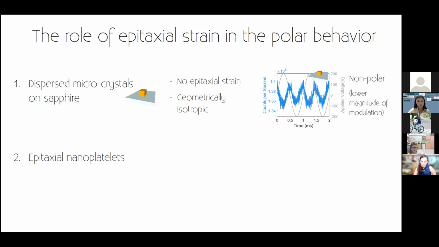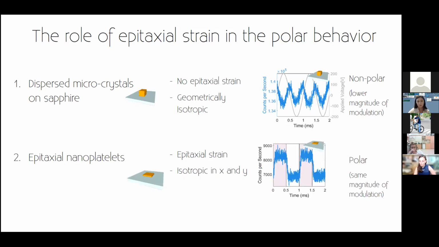Another thing that we tried, again to diminish the geometrical effect, is epitaxial nanoplatelets that do have an epitaxial strain in them, but they are isotropic in X and Y. So we don't have the elongated structure that could be the reason for separation of the charges. And here we again see the polar relation. We see a linear relation with the electric field with the same order of magnitude. So this led us to understand that epitaxy is the reason causing this polar behavior.